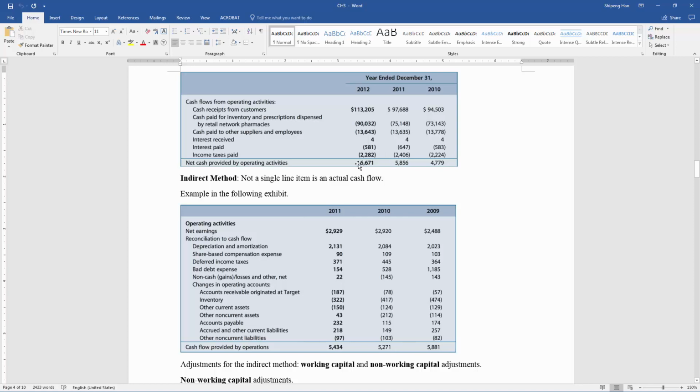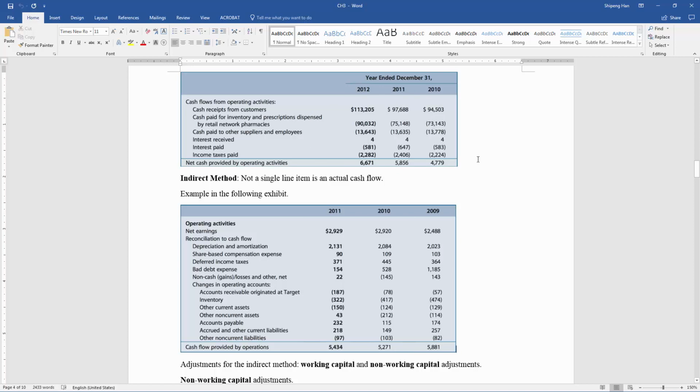The positive number here represents the company received more cash than disbursement. So the cash receipts are greater than the cash disbursements for operating activities. Preparing the statement of cash flow using the direct method is straightforward, but it's less useful than the indirect method because it loses the connection to the income statement.